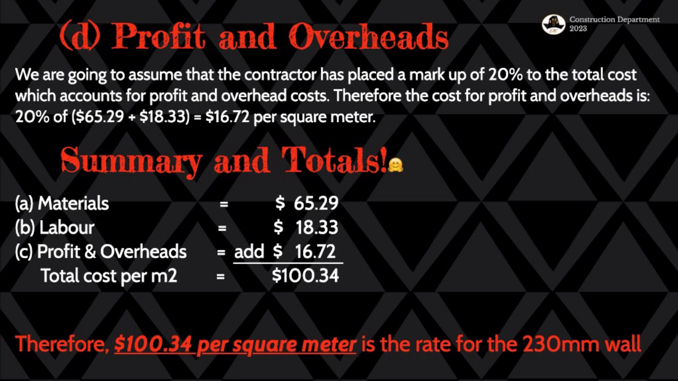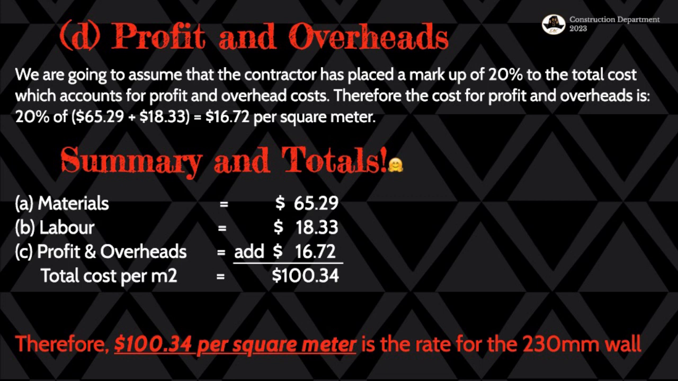Okay, we're going to say 20% of the total cost, from the total being that of materials plus the labor cost, as you can see, which is the $65.29 that we got from that table where we added the cement, bricks and the sand, and then the $18.33 from the bricklaying and mixing of mortar, and then we find 20% of that, which is $16.72 per square meter. Remember, everything is supposed to be per square meter, dollars per square meter.